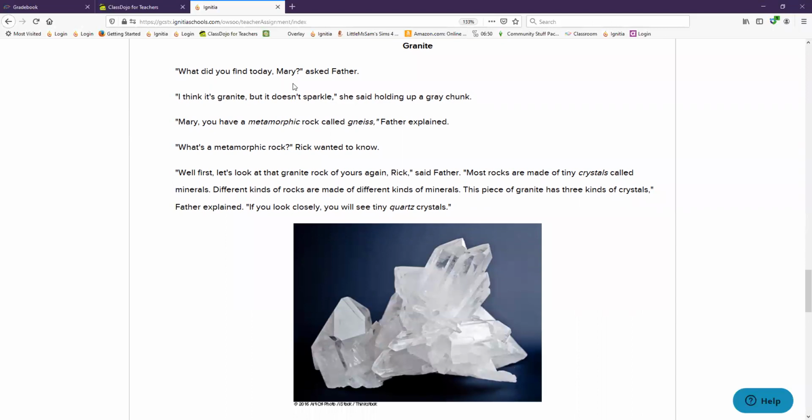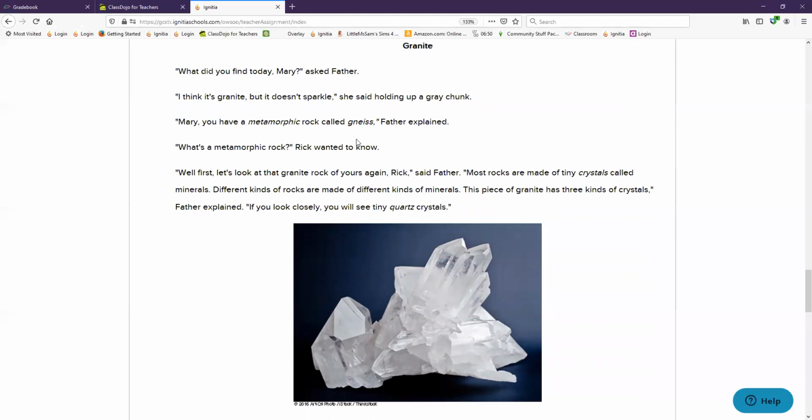What did you find today? Mary asked Father. I think it's granite, but it doesn't sparkle, she said, holding up a gray chunk. Mary, you have a metamorphic rock called gneiss, Father explained. What's a metamorphic rock? Rick wanted to know.